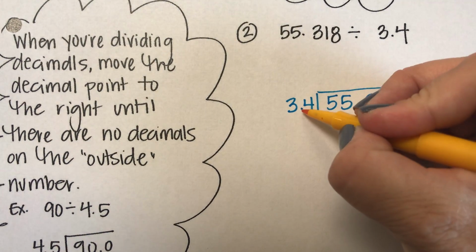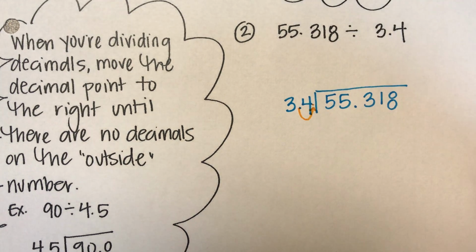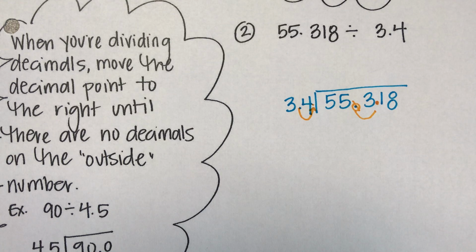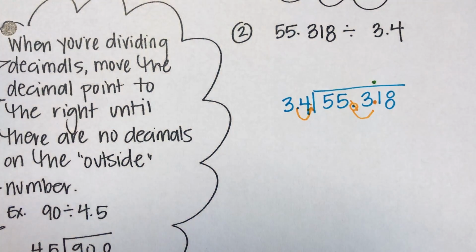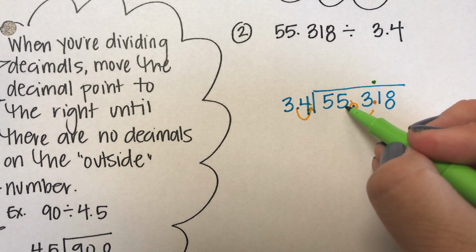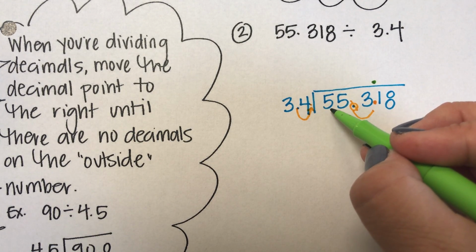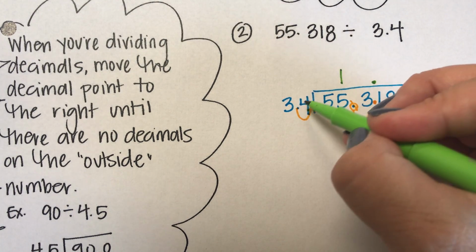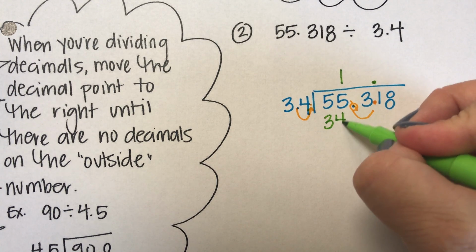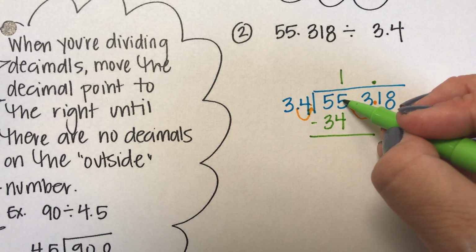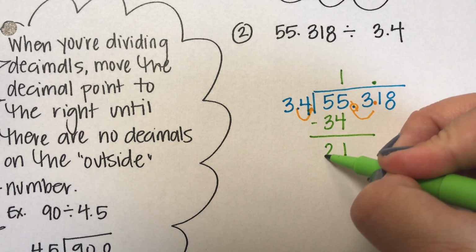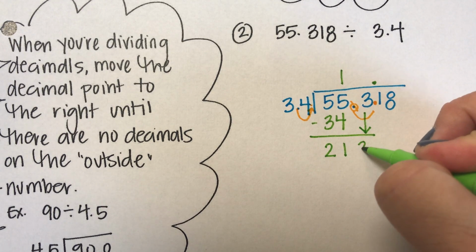I'm going to take this 3.4 and I'm going to move the decimal point there, and I'm going to take this one, and the decimal point now goes right there. Okay, and when I'm working these out, I like to go ahead and just put my decimal point right up there. So now 34 goes into 5 no times. Does 34 go into 55? Yes, it goes in once. 1 times 34 is 34. Now I subtract. 5 minus 4 is 1. 5 minus 3 is 2. And then I bring down my 3.